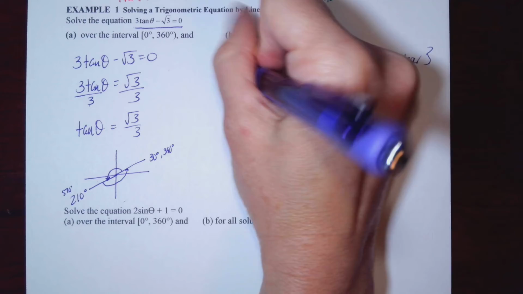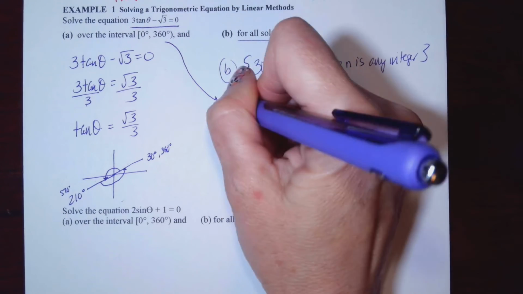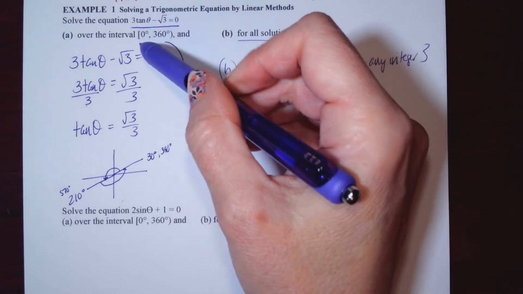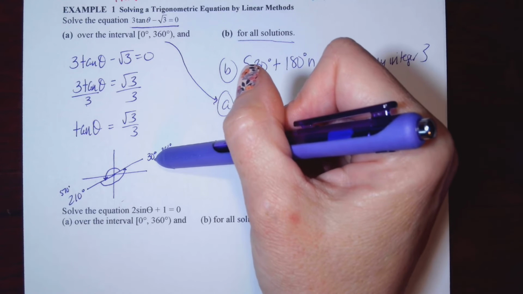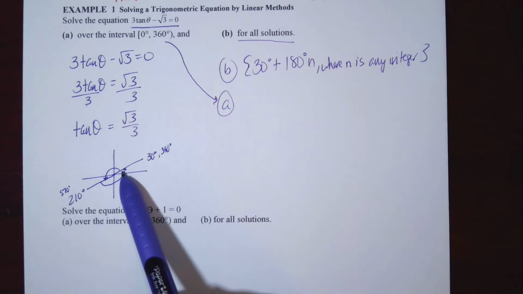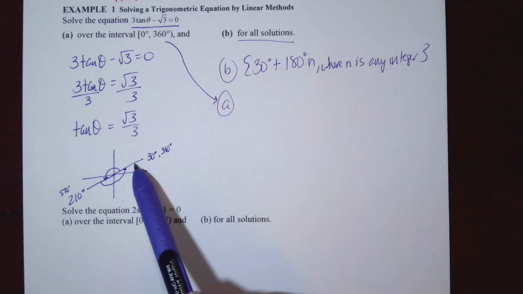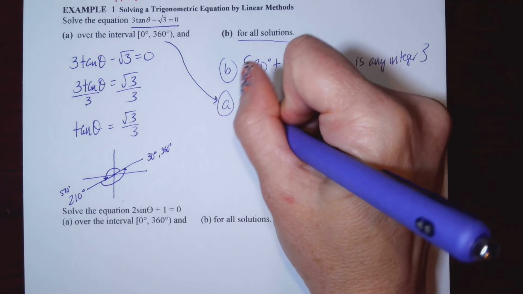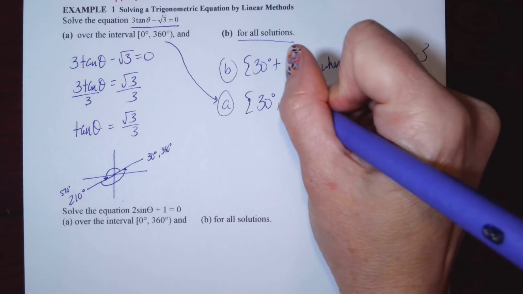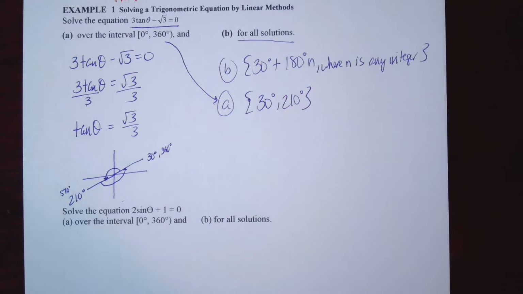So that's B, and then I have my answer for A. What are the solutions between 0 and 360? Well, I've got 30, I've got 210, and if I add 180 again, I'm outside of that interval. So the only two solutions within that interval are those two angle values.